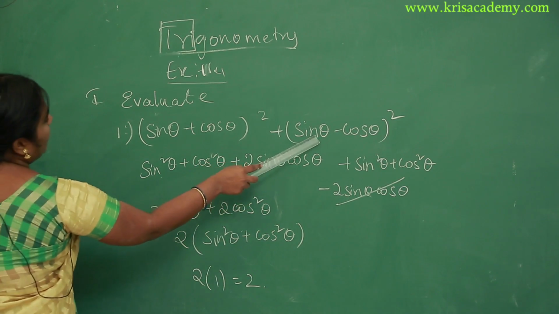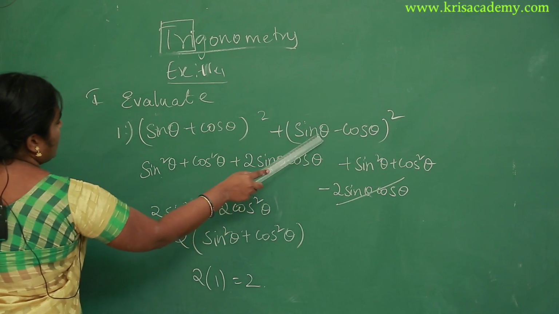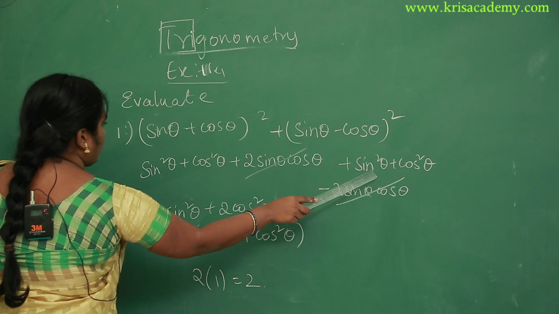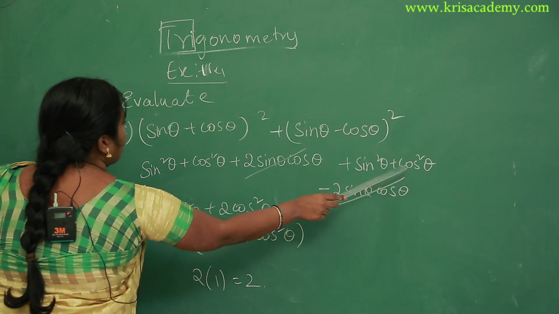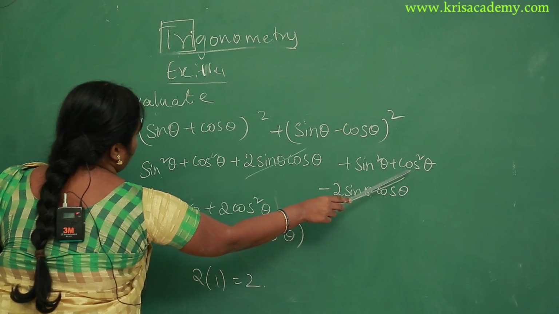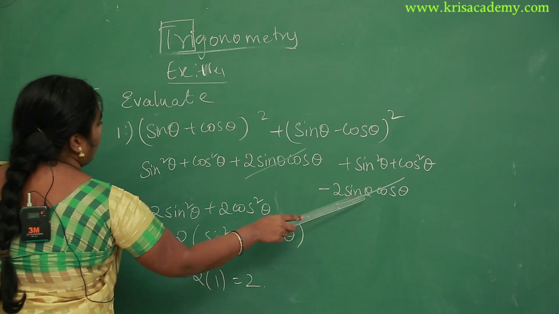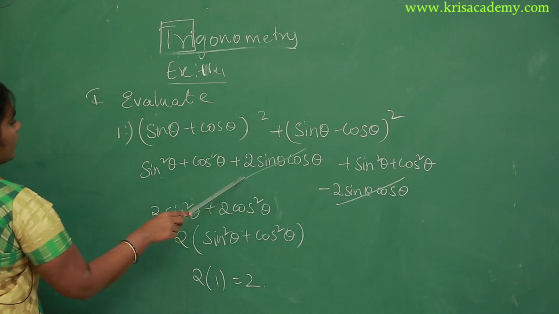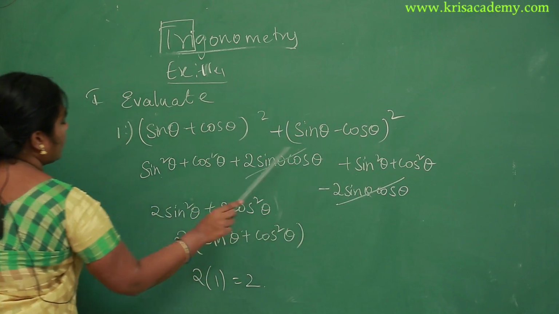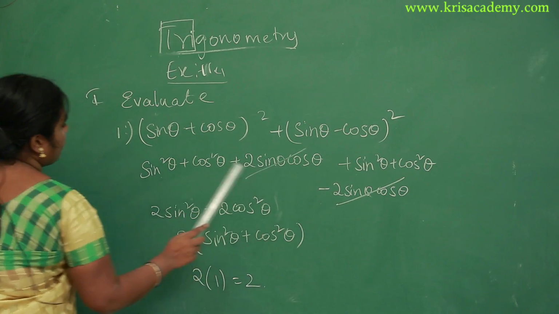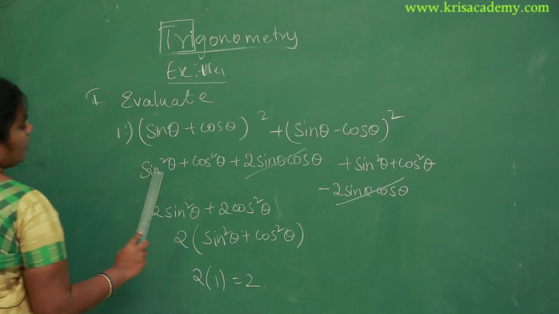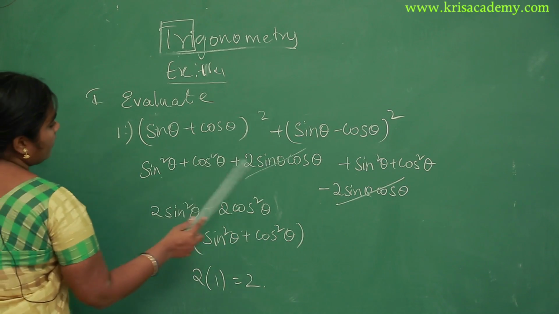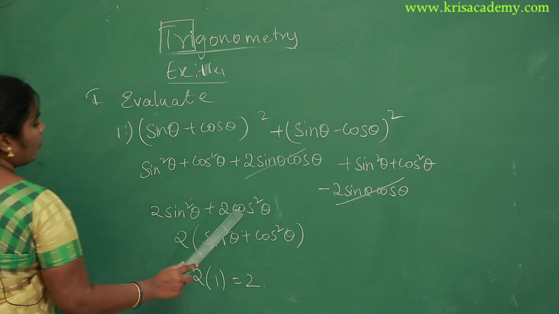Second one, (sin θ − cos θ)². This one we have to expand using (a − b)². Here also a value is sin θ, so a² means sin²θ, b is cos θ, so b² is cos²θ, minus 2ab. So minus 2 sin θ cos θ. Plus 2 sin θ cos θ and minus 2 sin θ cos θ, both will get cancelled. How many times is sin²θ there? sin²θ + sin²θ is 2 sin²θ. cos²θ + cos²θ is 2 cos²θ.